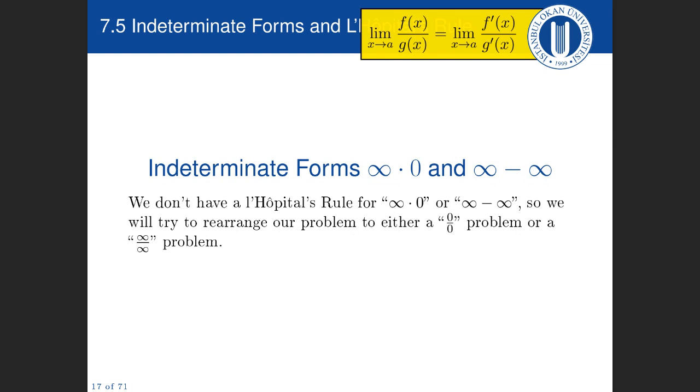I want to talk about the indeterminate forms infinity multiplied by 0 and infinity minus infinity. We don't have a L'Hopital's rule for these. We only have L'Hopital's rule for 0 divided by 0 or infinity divided by infinity. So if our problem gives us either infinity multiplied by 0 or infinity minus infinity, we're going to need to rearrange our problem to either a 0 divided by 0 problem or an infinity divided by infinity problem.